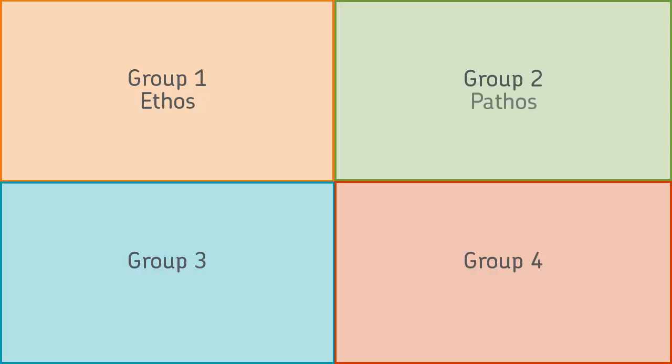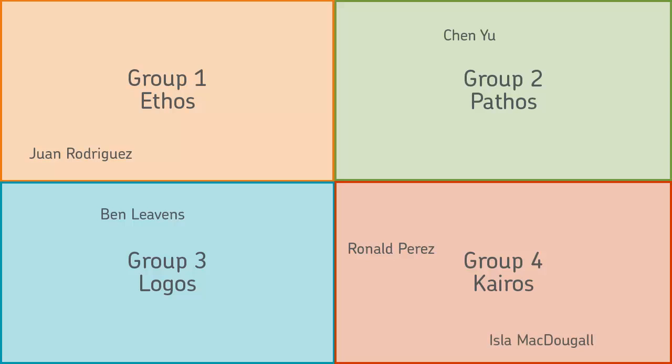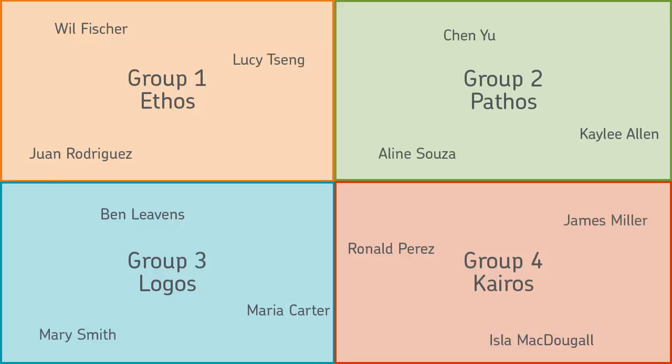There are 4 possible topics from which students can choose. You create 4 groups, 1 for each corresponding topic, and assign learners to each topic.